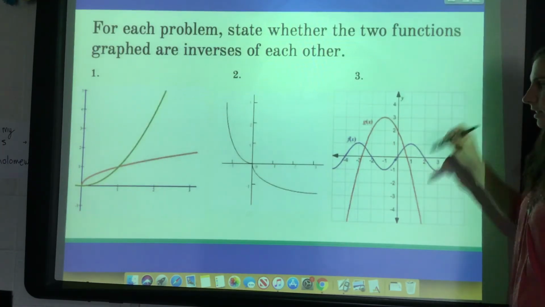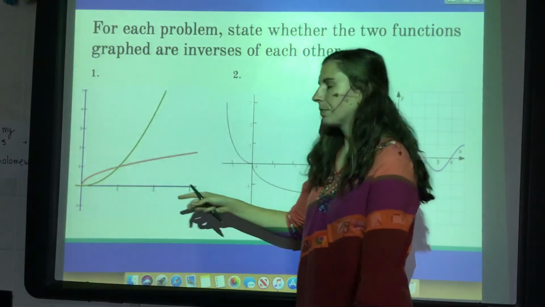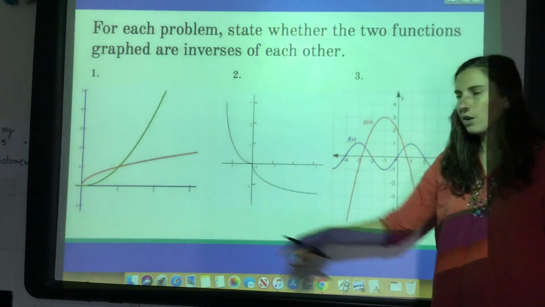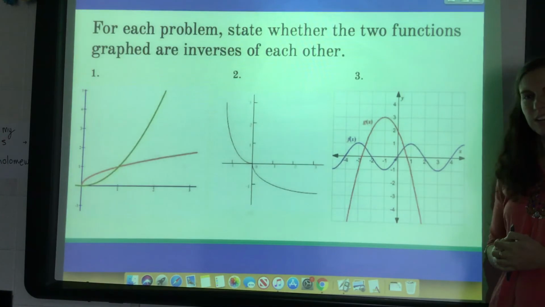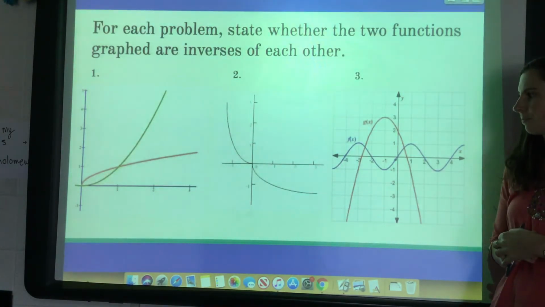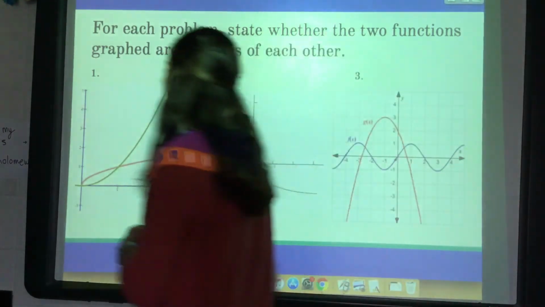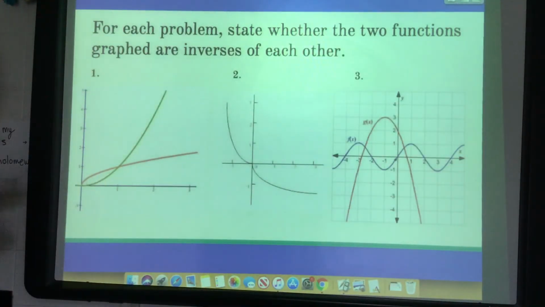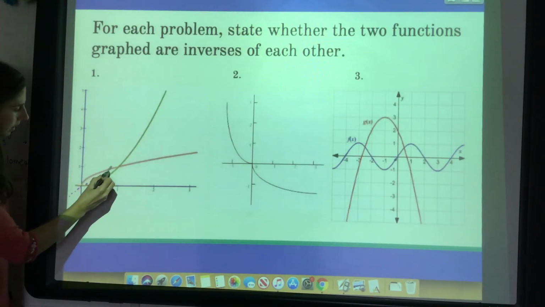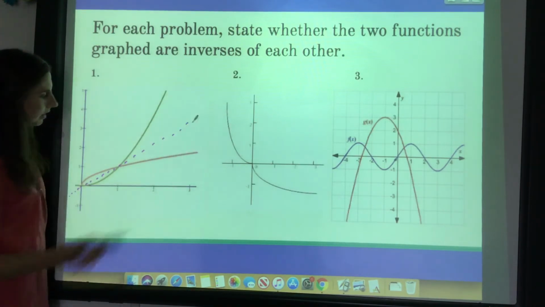All right, hopefully you can see these. Take a second, pause the video, and try to tell if these are inverses or if they are not. All right, so these two are inverses of each other. They're a reflection across the line y equals x.